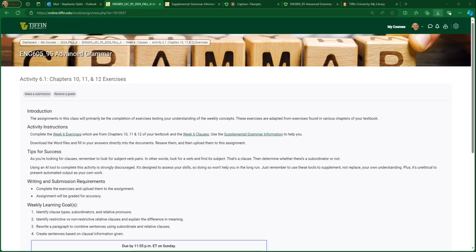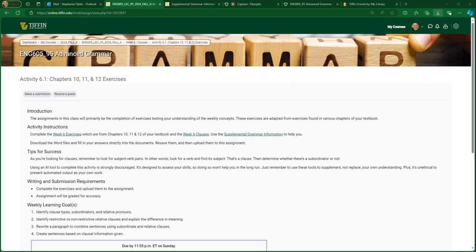Number 6 is from chapter 12. You are going to look at these sentences and determine if they have a relative clause or a content clause, in other words, a subordinating clause. And underline those that are relative, and for each of them identify the antecedent and the function of the relativized element.